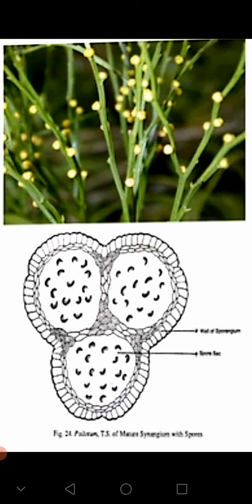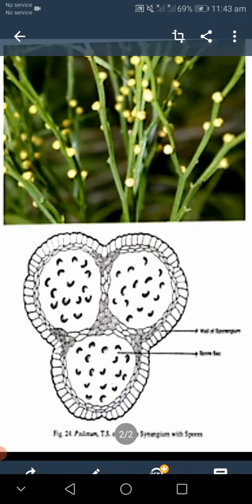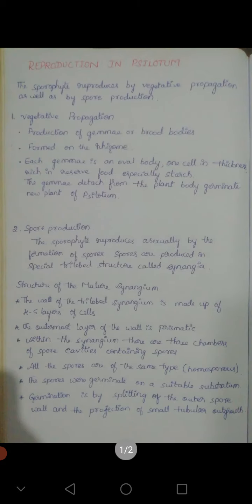By splitting of the walls of the synangium, the spores are spread and develop into a new plant. This is about asexual reproduction by spores and also the vegetative propagation in Psilotum.